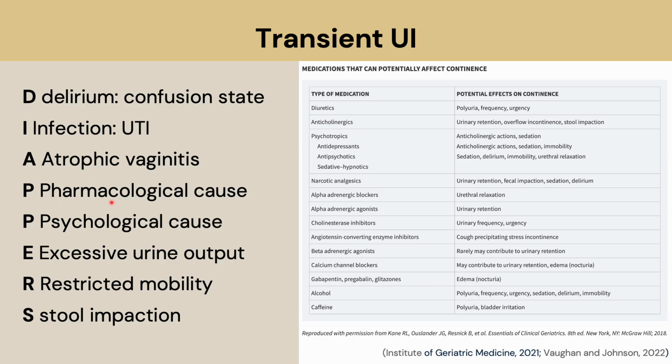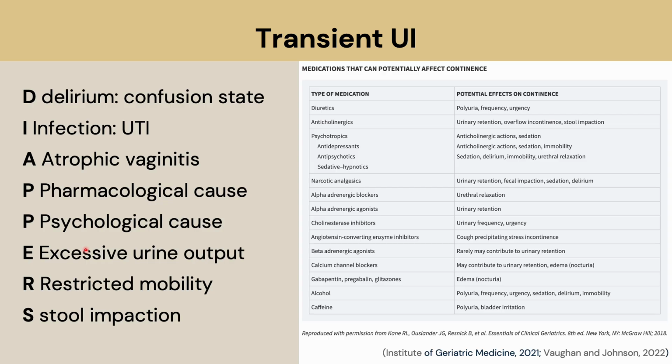E stands for excessive urine output. It may come from hyperglycemia, hypercalcemia, diuretics, or excessive intake like caffeine and alcohol, or some diseases that have volume overload or complication of peripheral edema. R is for restricted mobility, an impaired ability or even unwillingness to reach a toilet in time. And S is for stool impaction, because a full rectum can mechanically and neurologically disrupt bladder function.